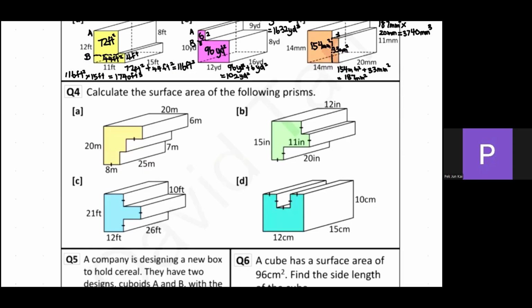So now question 4, calculate the surface area of the following prisms. So there's a shortcut way to find the surface area of prisms, which is its cross-section's perimeter times its length plus 2 times the area of the cross-section. So using this formula, we could find the surface area of the prisms quickly.